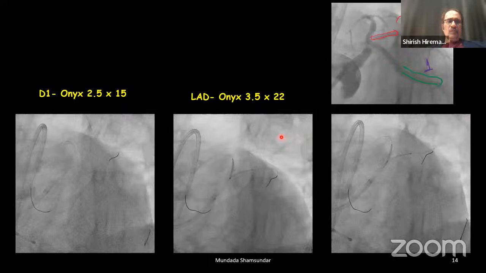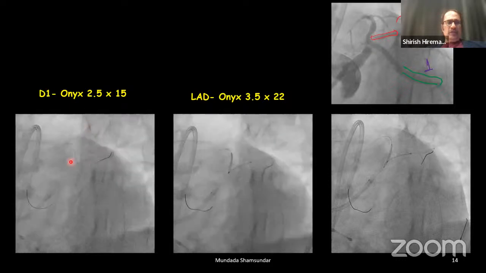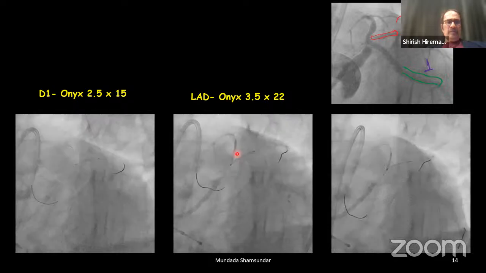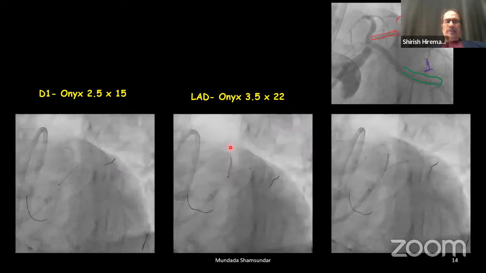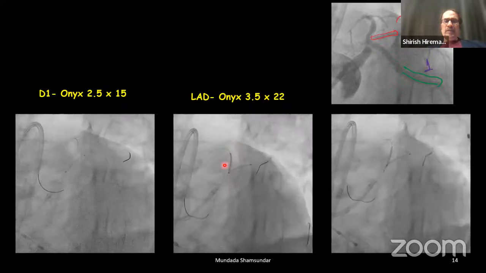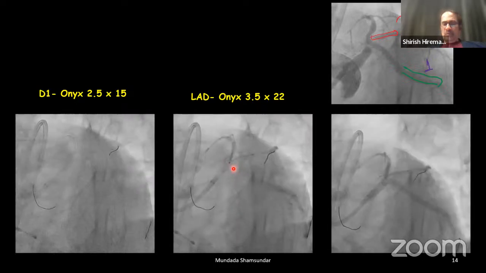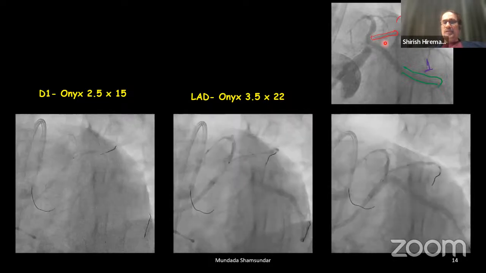So the D1 is now getting this 2.5 into 15 Onyx stent, gets in very easily. You are in position here. The back end is at the origin of the diagonal. And at the same time, we have placed this 3.5 into 22 stent in the LAD. So once we deploy this, we will probably like to deploy the LAD stent. So this is how the stent in the diagonal is deployed. And the flows were good.